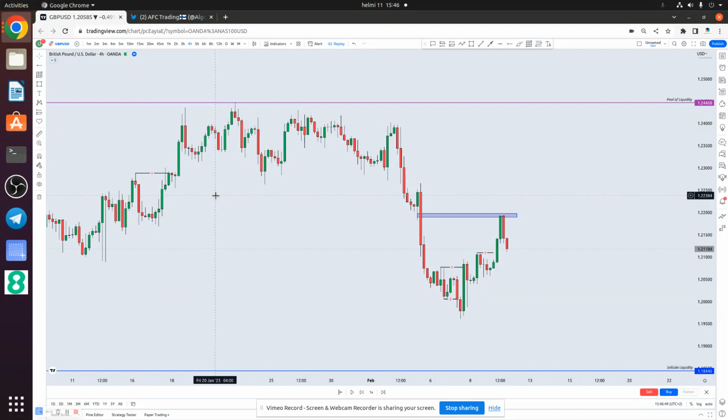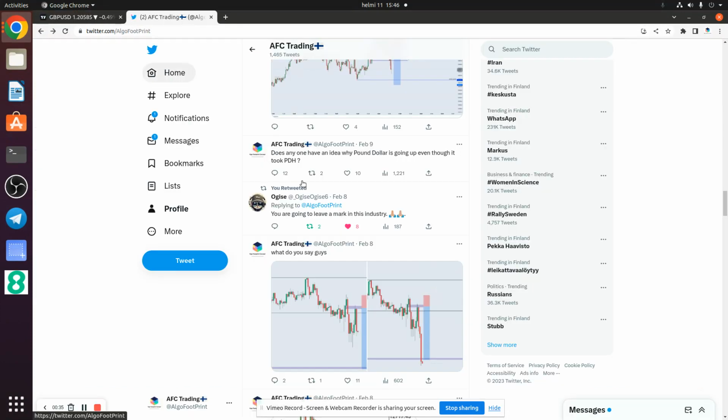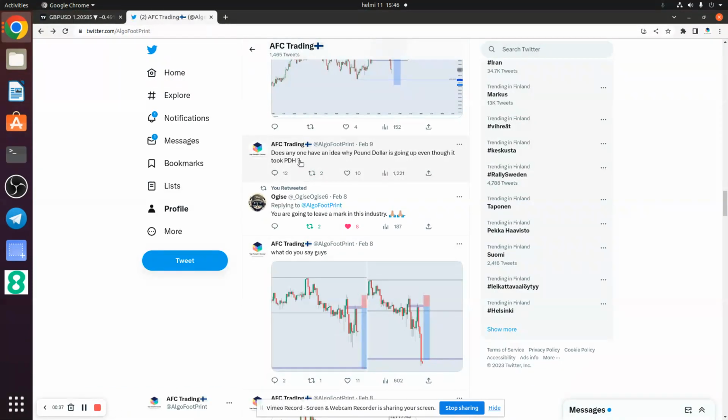So I previously tweeted something and I was asking, does anyone have an idea why pound dollar is going up even though it took previous day's high?